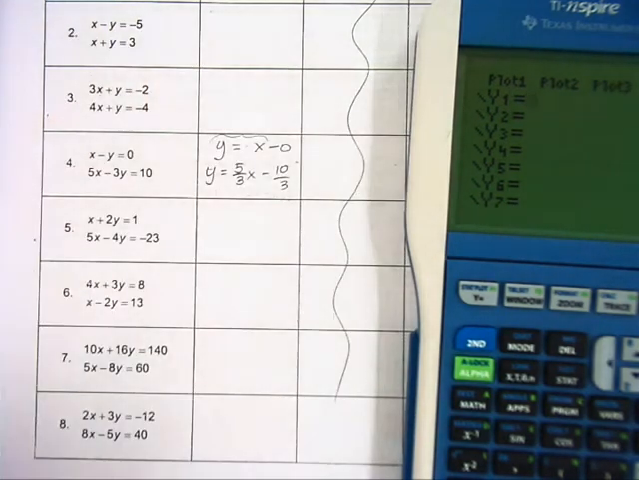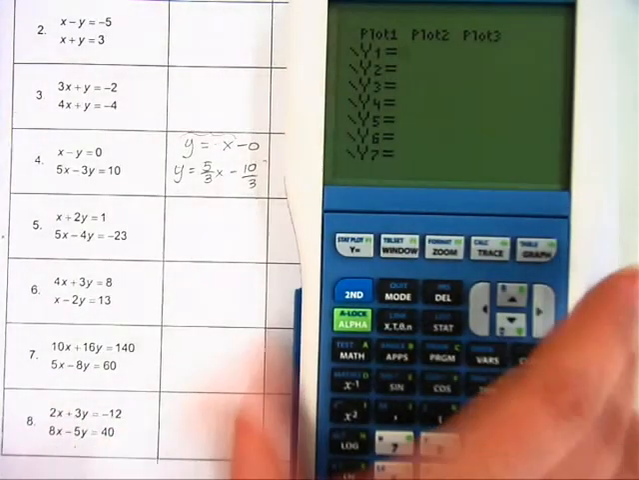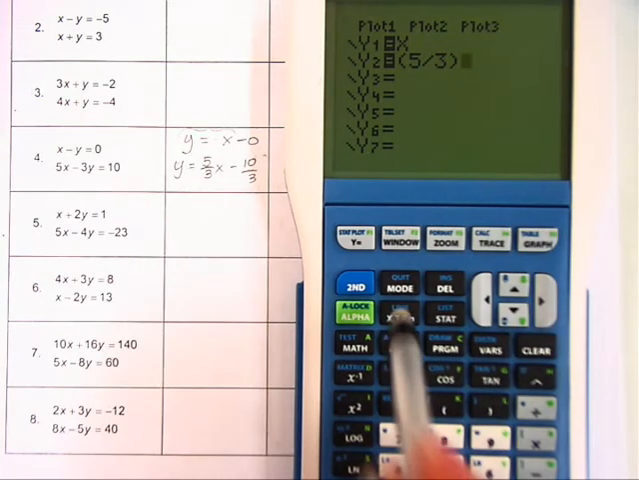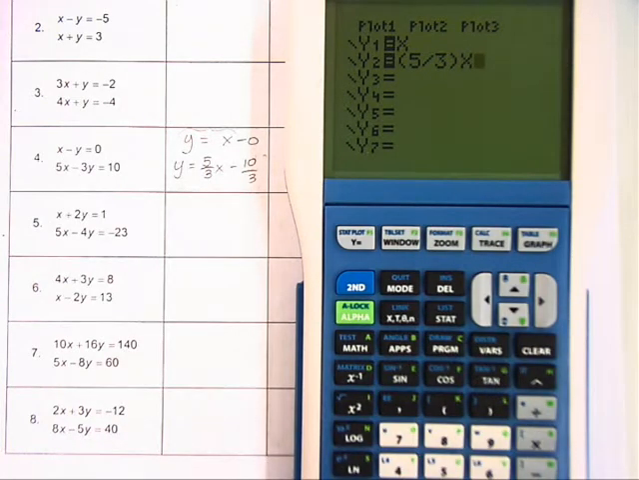Okay, let's enter both of those in. So we've got y equals x. And then the second one, we have y equals. Now, to enter a fraction into the calculator, use parentheses. Because that fraction is the number in front of the x. So you're going to open your parentheses. 5 divided by 3, close them up. Then put your x. And then subtract. And make sure you put your parentheses again. 10 divided by 3, close them up. All right, so that's our two equations.